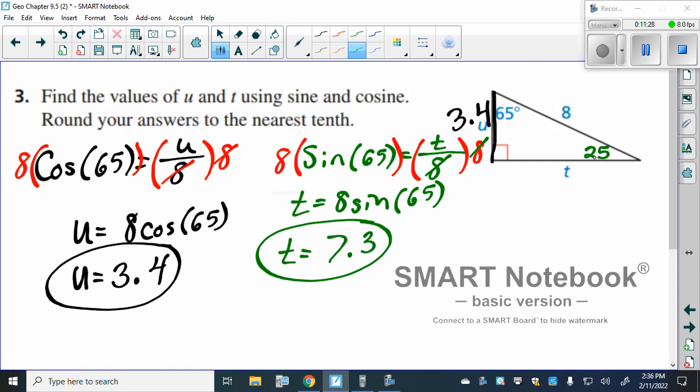Because that's what we do, we multiply both sides by 8 to get the variable by itself. Does that make sense? Awesome.